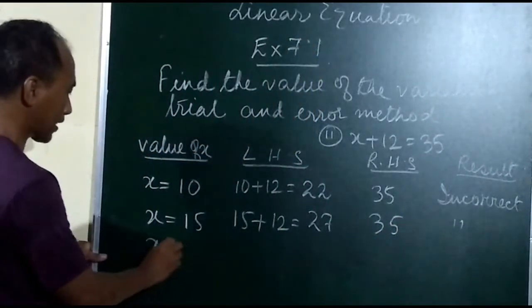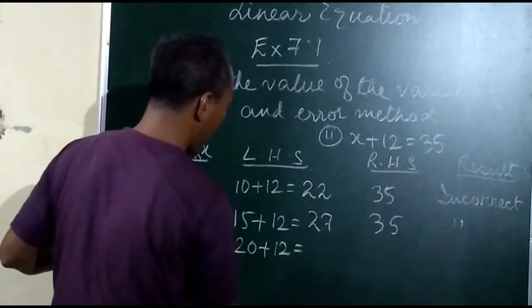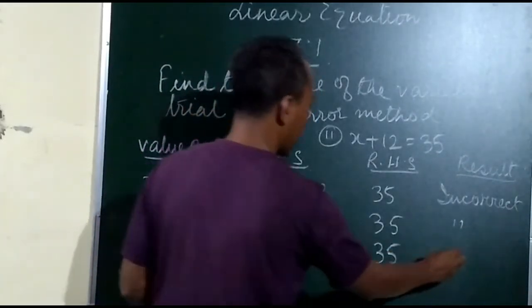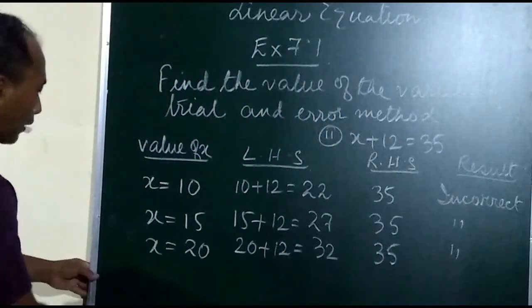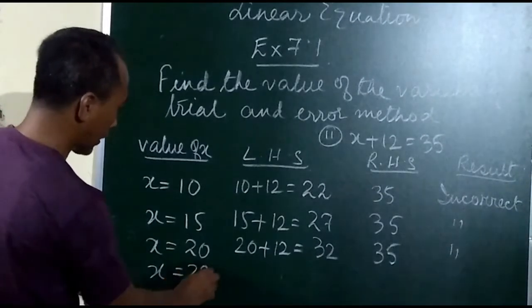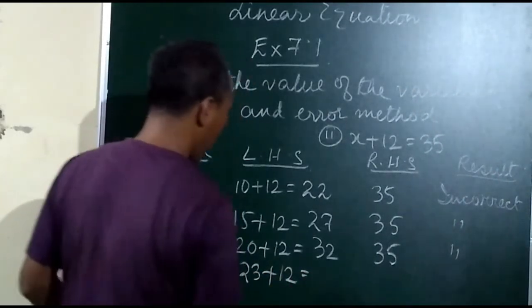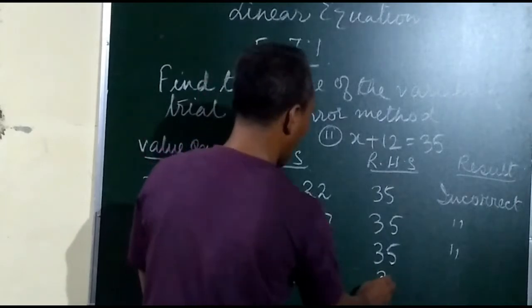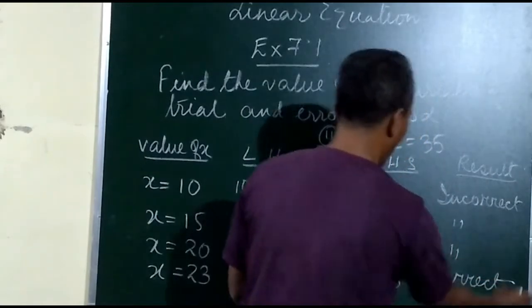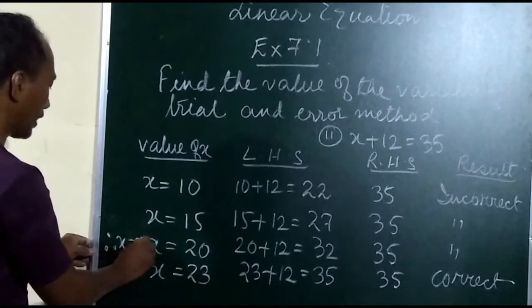We take the value of x as 20. 20 plus 12 equals 32. Here it is 35. So this is incorrect. If we take the value of x as 23, 23 plus 12 equals 35. So here also 35. So this is correct. So the value of x is 23. Therefore, the value of x is 23.